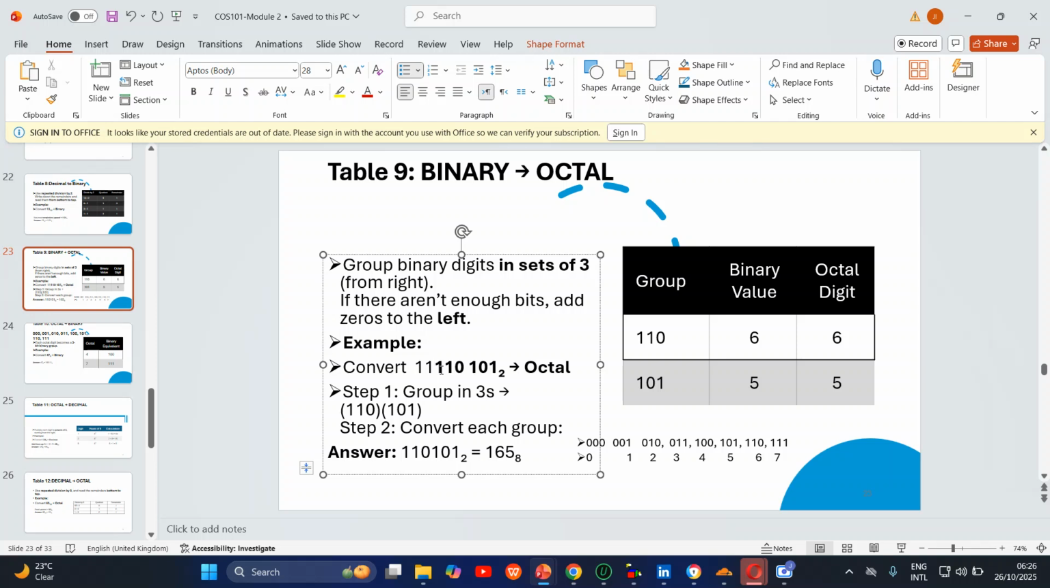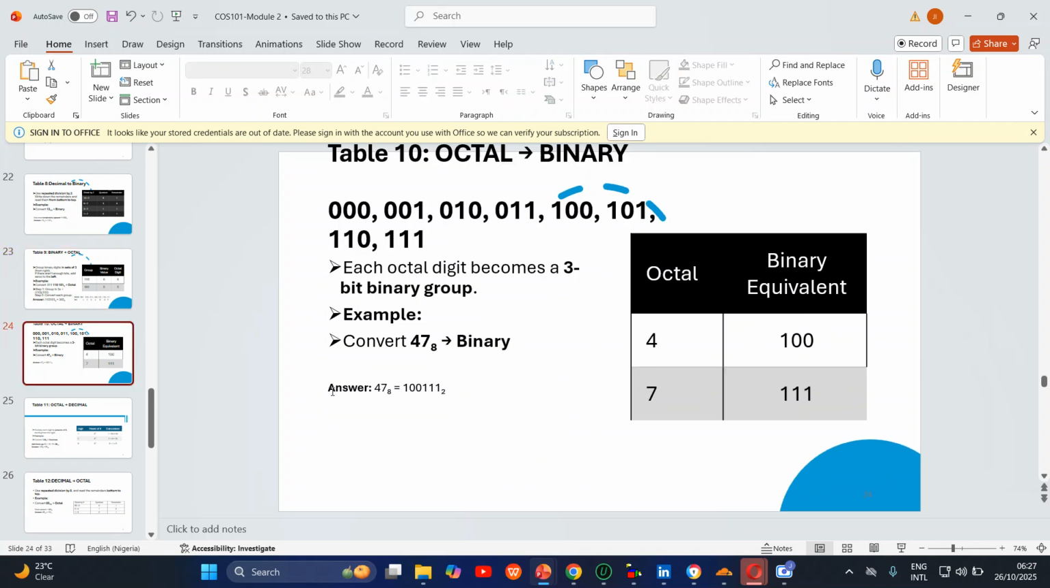right? So you group this one, then you add 0 to the left, and then this 011 becomes 3, right, and then the answer is 365. So that is how it works, right? So let's move to the next one.